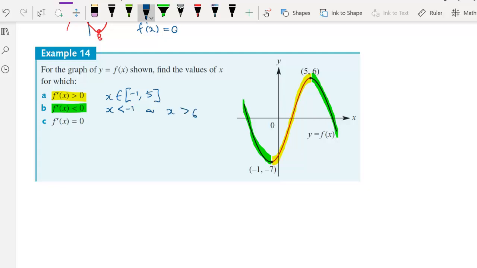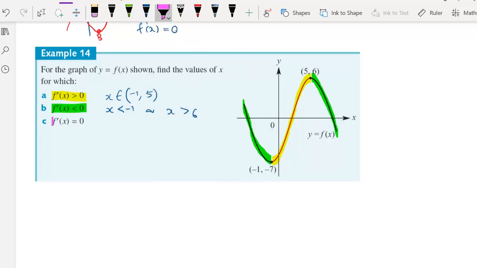Now, I probably have made a slight error in the first one as well, because I've included -1 and 5. But what can we see happening at -1 and 5? They're actually stationary points, they're turning points. So here, it would have been better for me to have these circle brackets to say we're not including -1 and 5, but it's all the values between them.